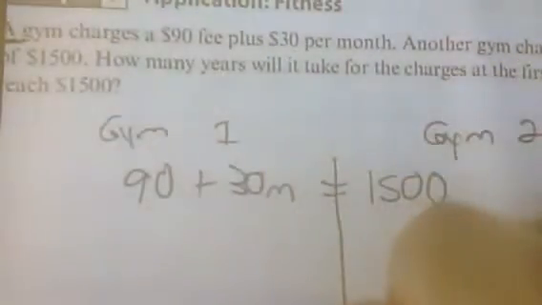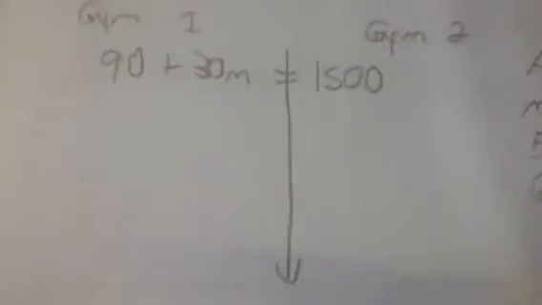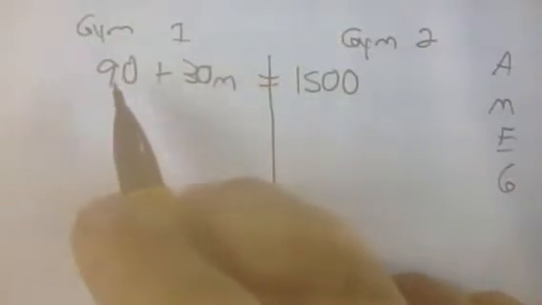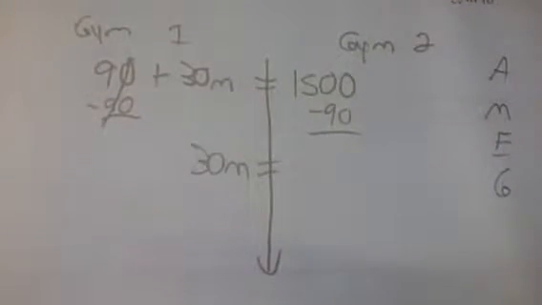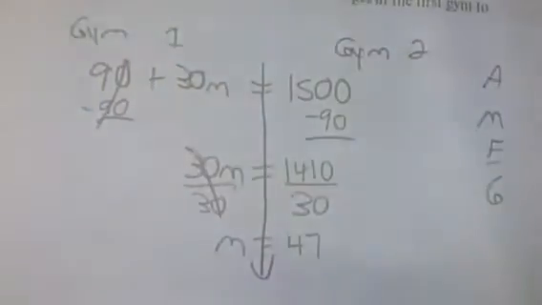There's my equation. Split it down the middle. A-M-E-G. I use my order of operations backwards to solve this equation. I see two operations. I see addition and I see multiplication. First thing I want to get rid of is this addition right here. To get rid of a positive 90, I want to subtract 90 on each side. Those cancel. I've got 30M equals 1500 minus 90. If I subtract those two, I get 1410. I finish by dividing each side by 30. That gives me M equals 47.